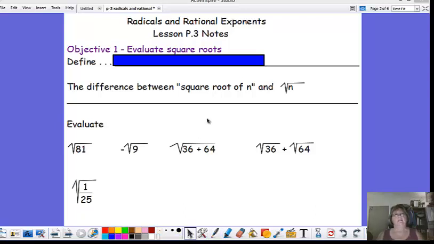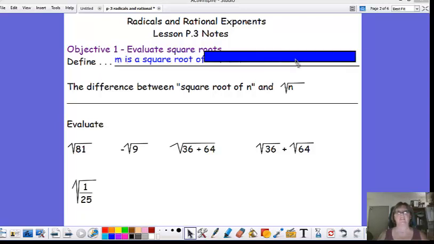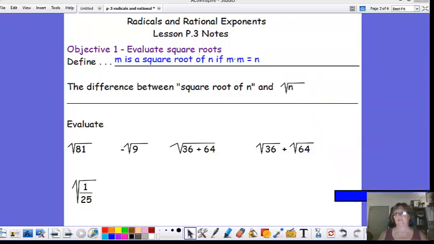Hi. Today's lesson, P3, is about radicals and rational expressions. We'll be talking about square roots and other roots, not just square roots, but roots in general, and fractions that have radicals in them. So we wanted to start out today with a definition of what it means to be a square root.